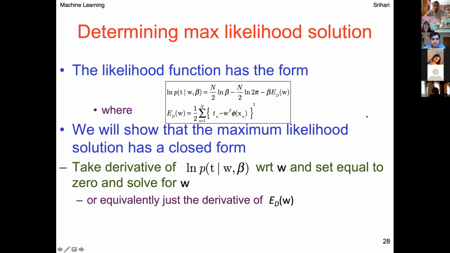Okay, determining maximum likelihood. The likelihood function has this form. We'll show that the maximum likelihood solution has a closed form. So if the likelihood has this form, there's a term ED, which is the sum of squared errors, plus all these other terms. Take the derivative of this logarithm, set it equal to 0, and solve for W. Since these other terms are independent of W, we only need to take the derivative of the second term, ED of W.